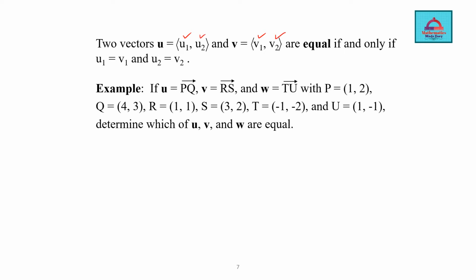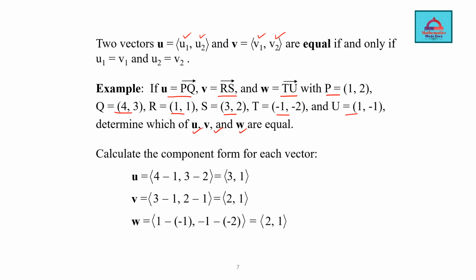So this is all about equal vectors. For example, if you are given vector PQ, RS, TU with P, Q, R, S, T and U given here, determine which of u, v and w are equal. So we need to find their components. Let's find the component of the first vector PQ. So you subtract 4 minus 1, 3 minus 2. So this is 3 comma 1.